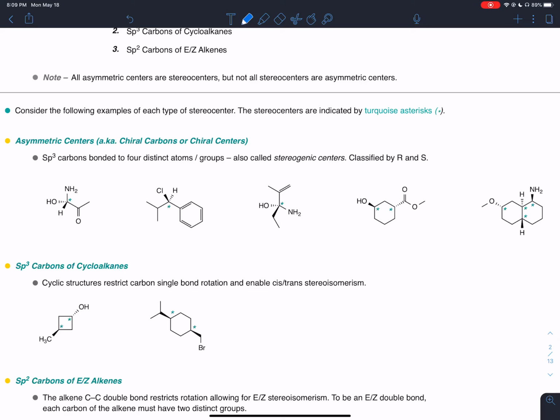Hi everyone, in this segment we are going to be discussing asymmetric centers. Asymmetric centers are also known as chiral carbons or chiral centers. These are carbons that are sp3 and they are bonded to 4 distinct atoms or groups. Sometimes we call them stereogenic centers, and we use the classifications of R and S to distinguish asymmetric centers. Okay, so let's visualize a couple.